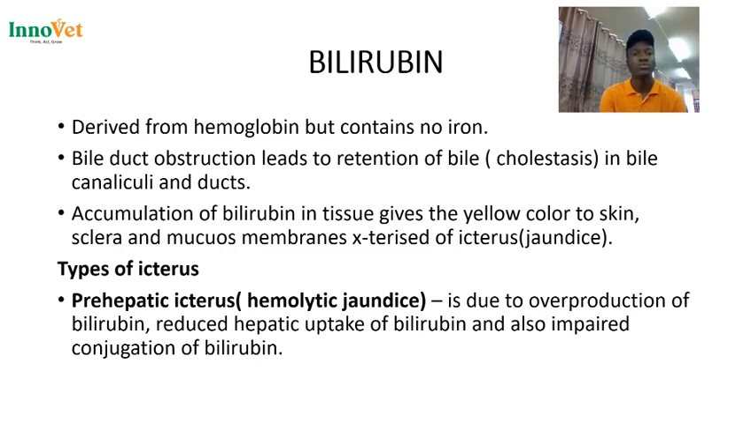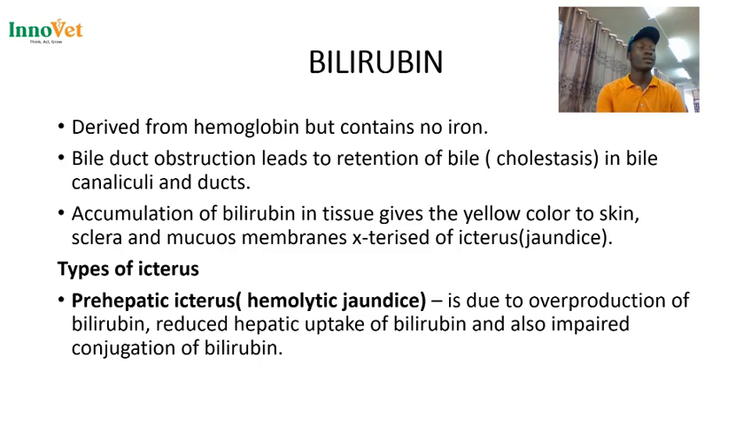Then the next we have bilirubin. Bilirubin is also a derivative of hemoglobin, but it contains no iron. When there is bile obstruction, it leads to retention of bile, a condition known as cholestasis, in the bile canaliculi and the ducts in the liver. Then if there is accumulation of bilirubin in tissues, it gives a yellow color to the skin, the sclera, and mucous membranes. These are all characteristics of jaundice, or what we call icterus.